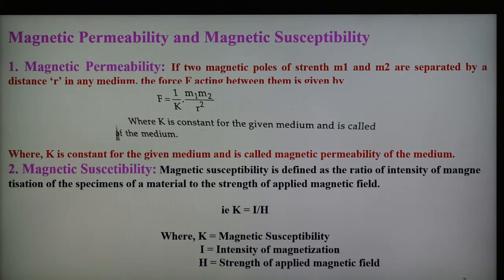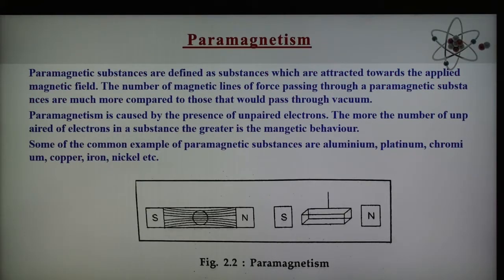And in the next slide, we are going to see, as we know, there are four different types of behavior: the first one is paramagnetism, second is diamagnetism, third is ferromagnetism, and fourth is antiferromagnetism. So the first term is paramagnetism, and as we know, paramagnetic substances are defined as substances which are attracted toward the magnetic field. The number of magnetic lines of force passing through the magnetic substance is much more as compared to those passing through the vacuum, as shown here.